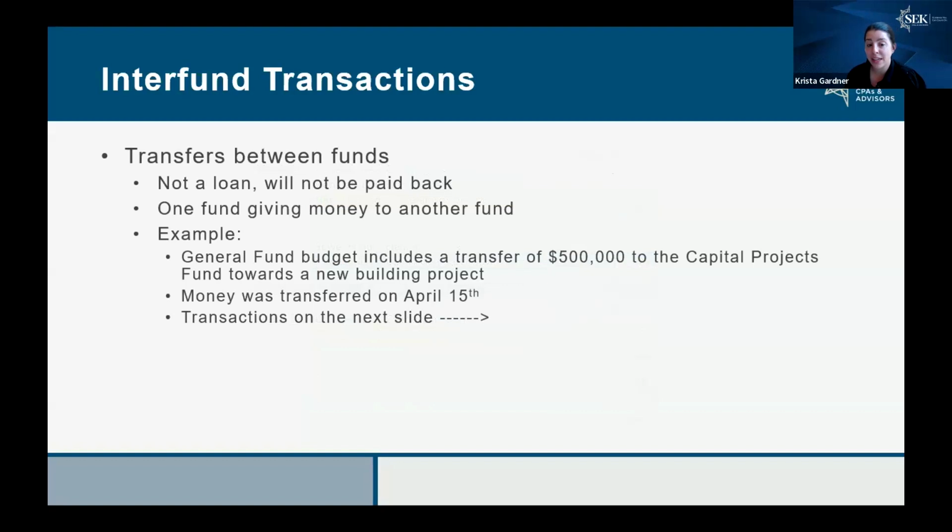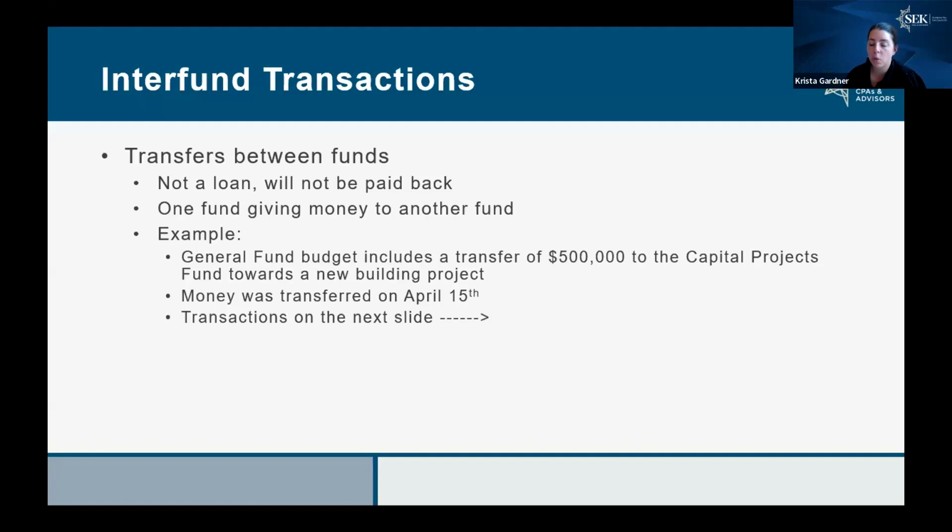So on the flip side of things, then we have interfund transfers. So a transfer is not a loan. Essentially, it will not be paid back, or that's the theory of it will not be paid back. It's one fund giving money to another fund. Now, little asterisks here that I don't have on the side. There are restrictions between your different types of funds and what money can be transferred out of those funds. You often can't have the sewer fund transferring money to a liquid fuels fund or other types of scenarios where there is a restriction based on where those funds can go.